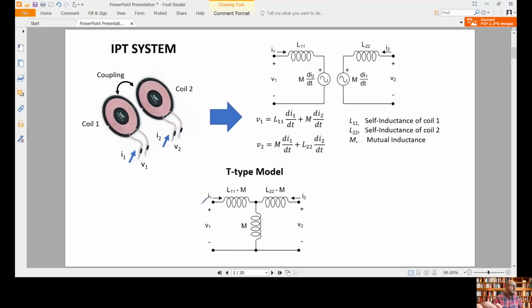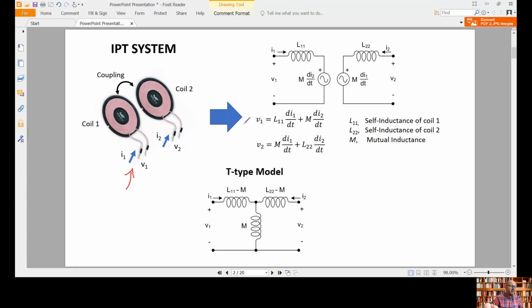Okay, just a quick review of IPT systems. As you know, we have two coils. We are injecting energy into one coil and generating an electromagnetic field, and this magnetic field is going to transfer energy to a secondary coil, and this secondary coil can transfer energy finally to the load.